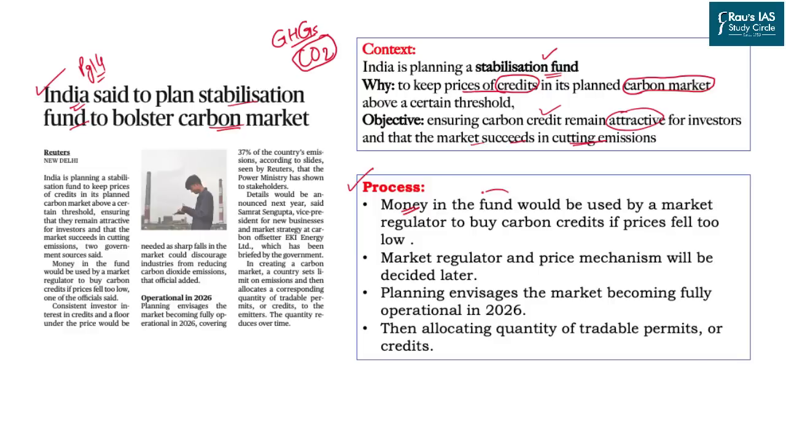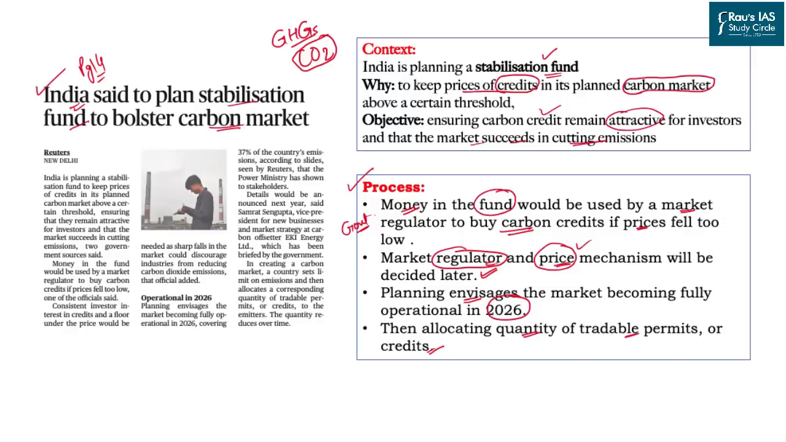Dedicated money will be kept in the fund, that is the stabilization fund, and this money will be used by the regulator. Here, regulator means government. So the government is going to buy carbon credits if there is a fall in the price of that carbon credit. Let's say a company has created a carbon credit and there is no one buying that credit or certificate. So the government will buy the certificate over a particular price. The market regulator and price mechanism will be decided later by the government, that is, who is going to act as the agency for buying and selling of these credits from the government side, and how the price of a credit will be determined. All the planning will be envisaged for the market by 2026, and after that the allocation of different quantities of tradable permits or credits will be allowed.